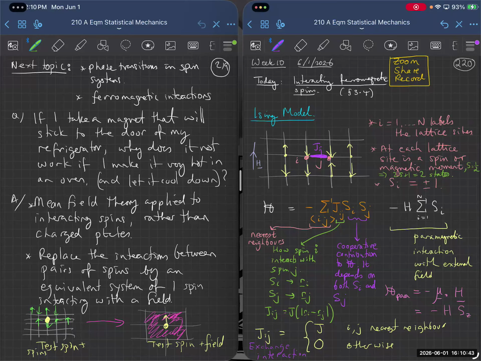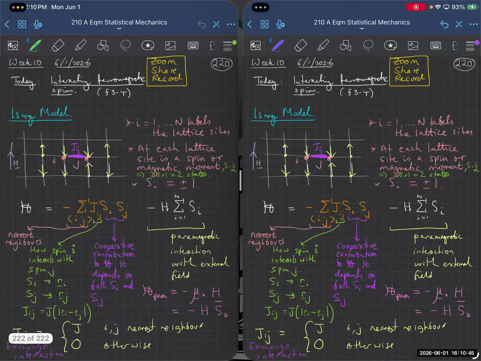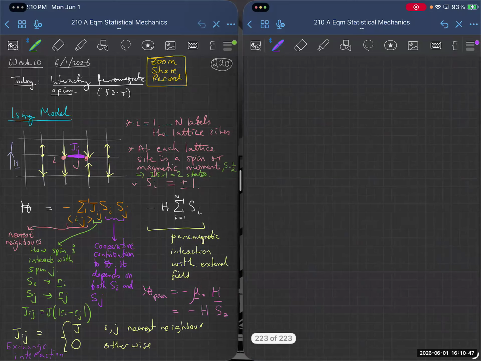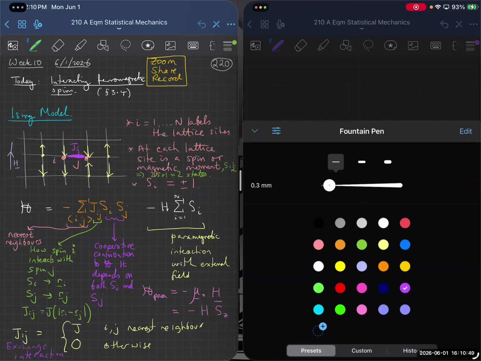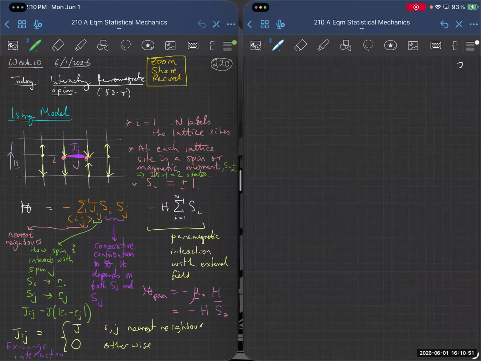Okay, so that's the setup. So that's the Hamiltonian of the system, and we are going to be only dealing with the classical Ising model. So here we're going to look at the classical Ising model only, and there is a quantum version, and we're not going to deal with that.